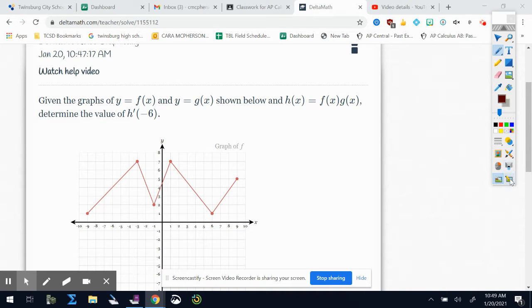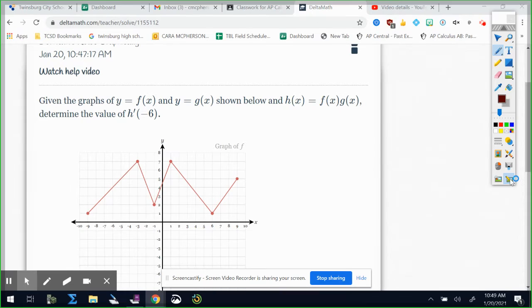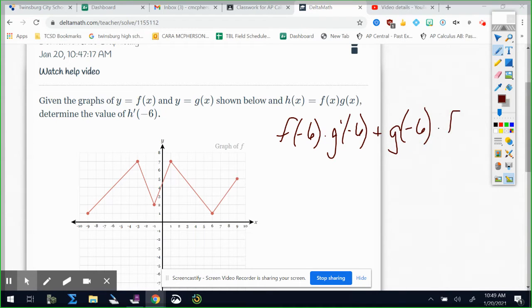So this is definitely a product rule. Usually I start them off by writing my product rule out so I'm ready to go. And I am putting -6 in. So if you want to put -6 as you go, you can do that. So first, -6 times the derivative of the second, so g prime of -6, plus the second times the derivative of the first. So there's our rule, putting -6 in.